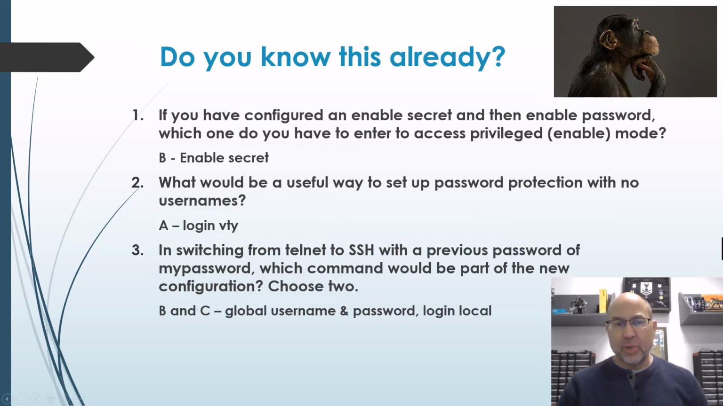All right, do you know this already? Question 1, if you have configured an enable secret and then an enable password, which one of these will you have to enter to access privileged exec? Well, this has everything to do with the fact that you've added 2 commands on there that sort of do the same thing, but one of them is secret, and so it's the order of operations that's important here. So it's B, enable secret. That's the more secure way of doing it.